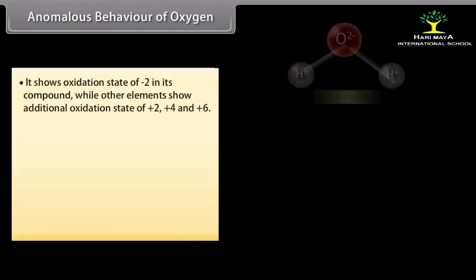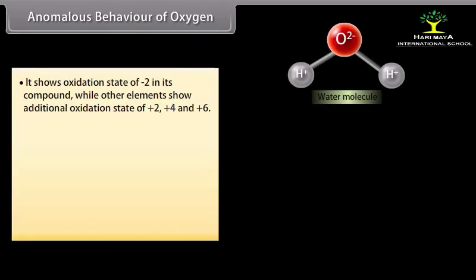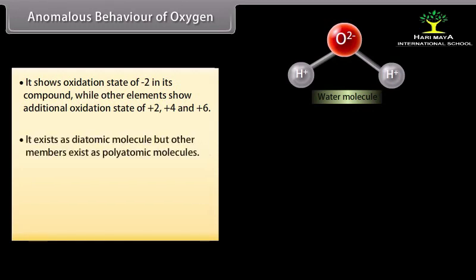Anomalous behavior of oxygen. Oxygen differs from the rest of the elements in the family in the following respects. It shows an oxidation state of -2 in its compounds, while other elements show additional oxidation states of +2, +4 and +6. It exists as a diatomic molecule, but other members exist as polyatomic molecules.